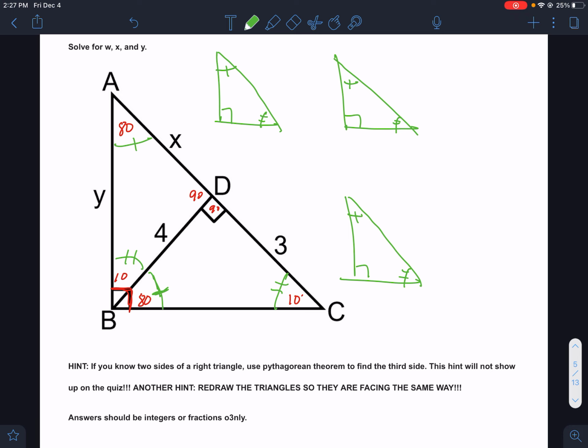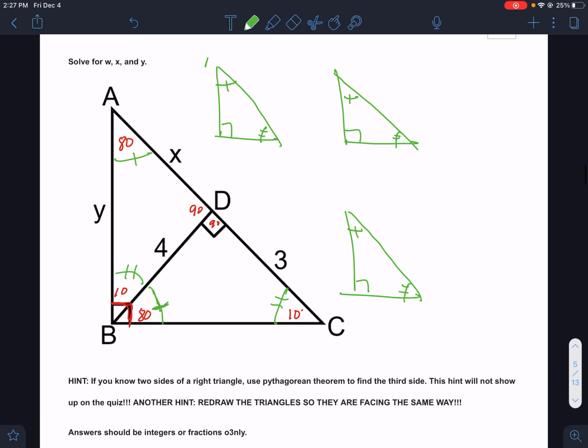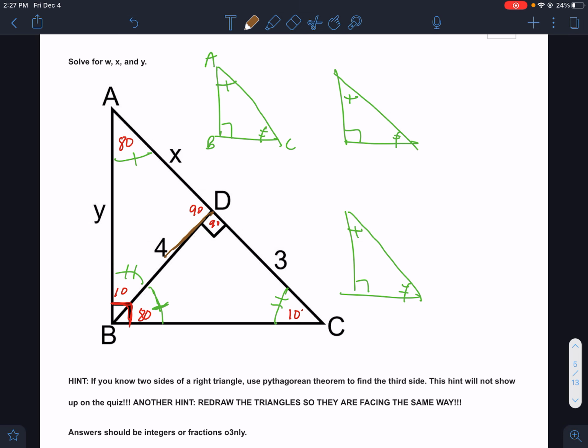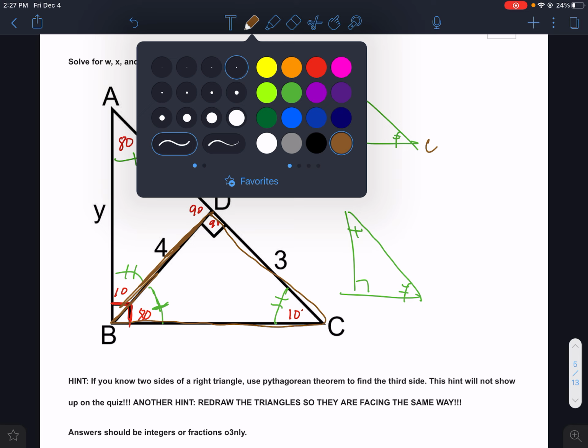So for the biggest triangle, the single is A, the 90 is B, and the double is C. That's the biggest triangle. For this small triangle at the bottom, the single is B, the 90 is D, and the double is C.